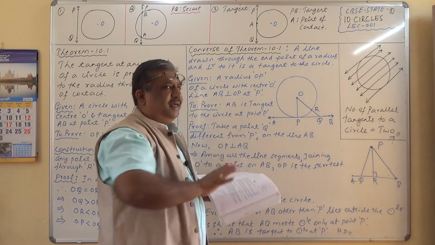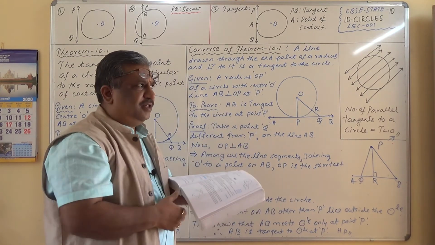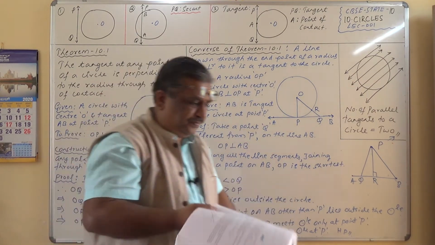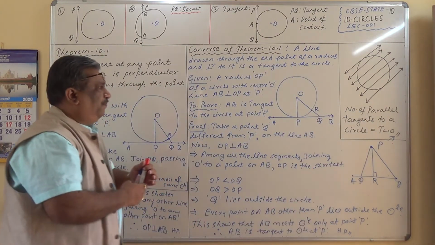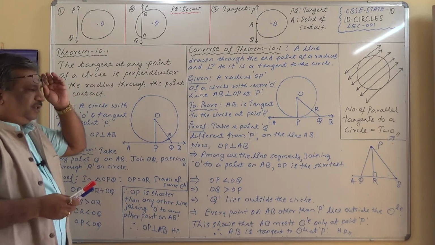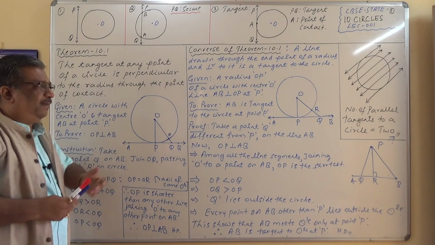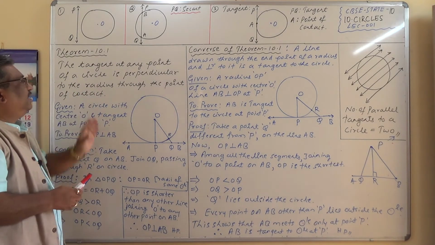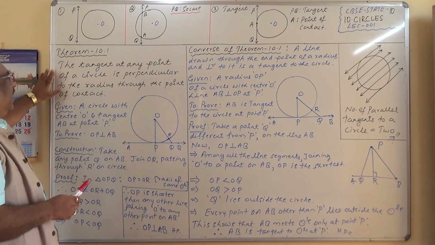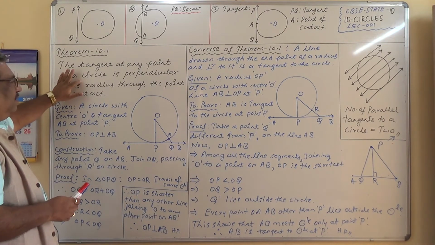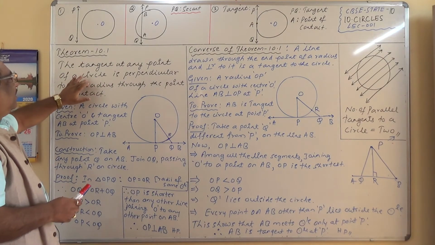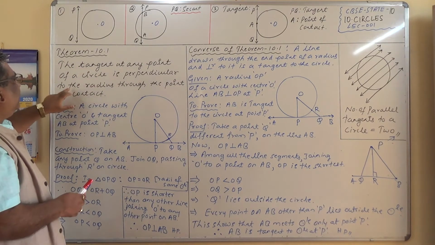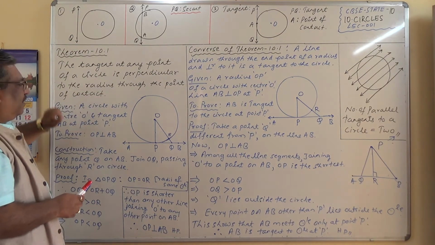Also this is an NCERT sum, basically NCERT numerical, which is given at the end of the text. So I hope you must have realized by now the importance of these two theorems which you can expect definitely in exam. So let us see the first theorem here. The tangent at any point of a circle is perpendicular to the radius through the point of contact.